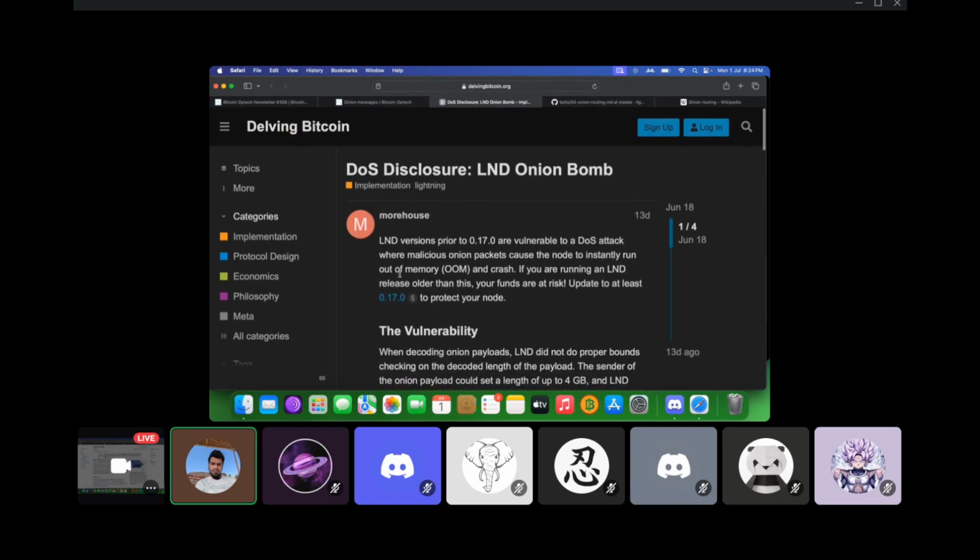LND versions prior to 0.17.0 are vulnerable to a DOS attack where malicious onion packets cause the node to instantly run out of memory and crash. This OOM is out of memory. If you are running an LND release older than this, your funds are at risk. Update to at least 0.17.0 to protect your node.